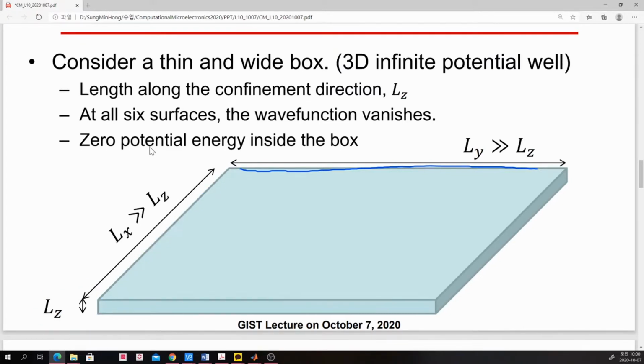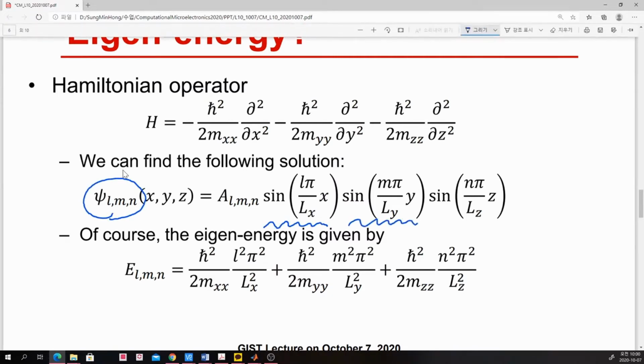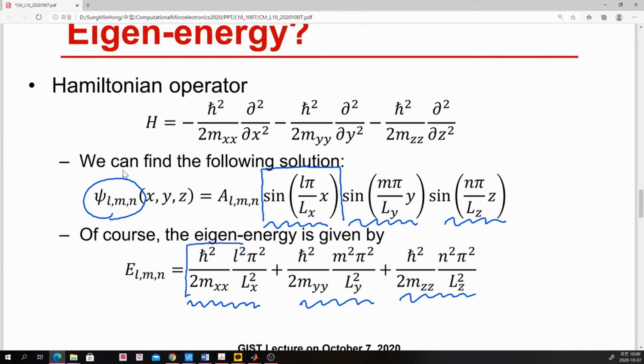Okay, so here you have the solution. The wave function can be decomposed into an x-directional one, a y-directional one, and a z-directional one, and the eigenenergy can be given as a sum of the x-directional component, the y-directional component, and the z-directional component. Each of the x-directional wave function and x-directional eigenenergy just follows that of the one-dimensional infinite potential well.